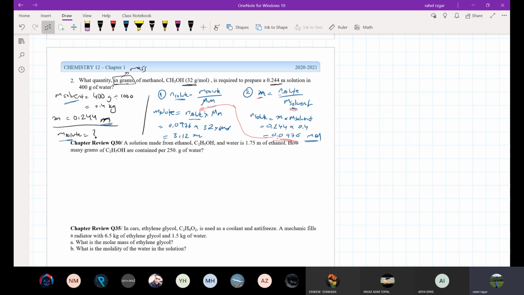In your books, or in the ministry book, there is a mistake in this question. Instead of this here, it's written in. That's wrong. The correct thing is the other one.